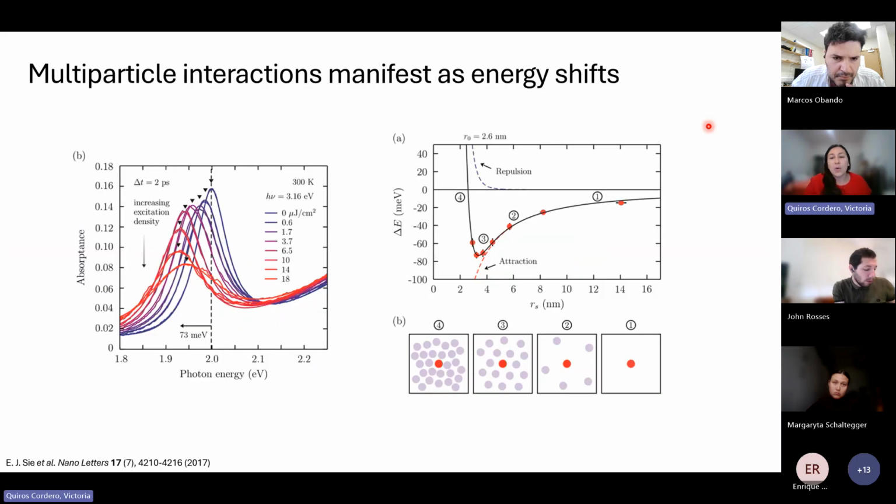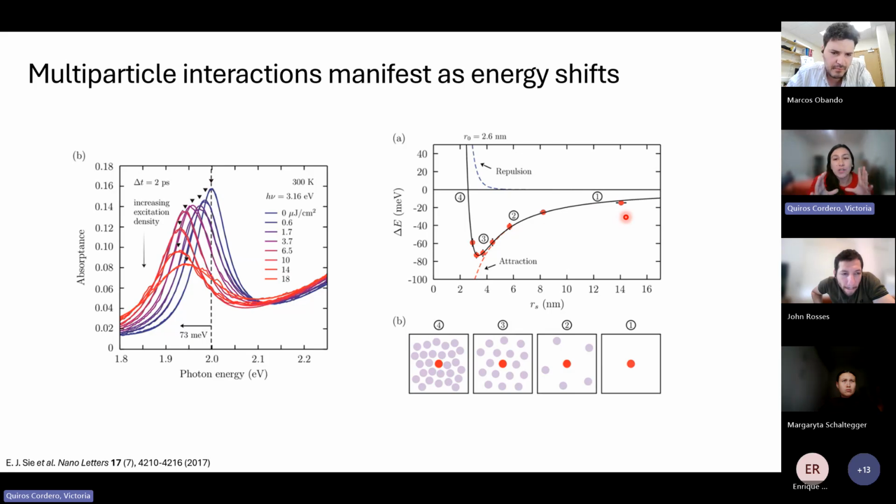Okay, so these multi-particle interactions, like these collisions or attractions or repulsions, most often manifest as energy shifts. So if you excite, this is an example of excitons. Your exciton at low laser fluences has this energy of around 2 electron volts. But as you increase your laser fluence, you can see this red and blue shift. So you can associate that blue and red shift in a lot of cases to curves like this, where you have repulsion and attraction, all coming from Coulomb.